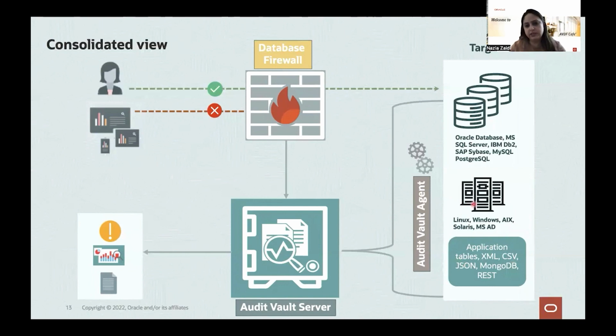So your agent will sit on these respective targets where you want to collect the audit logs, and all your network events also, which are coming to the database. So your network events as well as your audit logs, everything goes to your centralized repository, that is Audit Vault server. And depending on what policies or rules you have defined, Audit Vault server will take action, whether you want to get alerted, you want to see different types of reports, or you really want to block certain connections, etc.